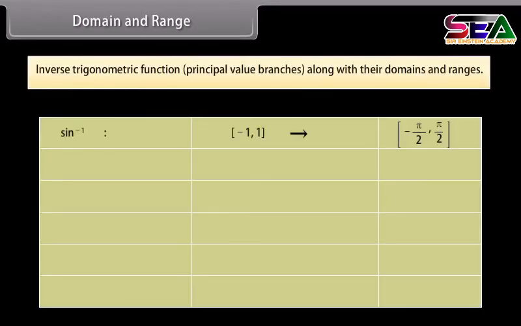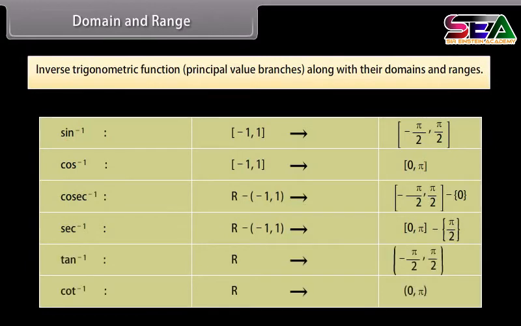Domain and range. Look at this table now. It gives the inverse trigonometric function principal value branches along with their domains and ranges.